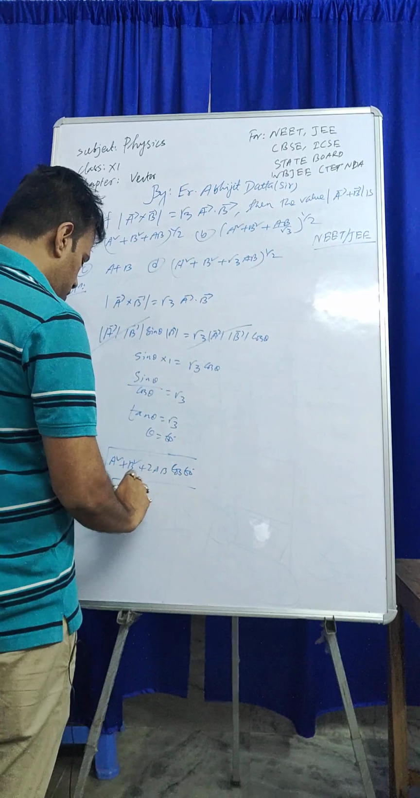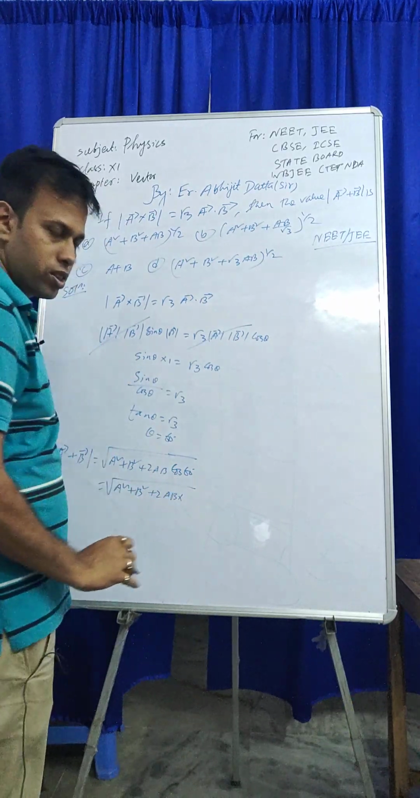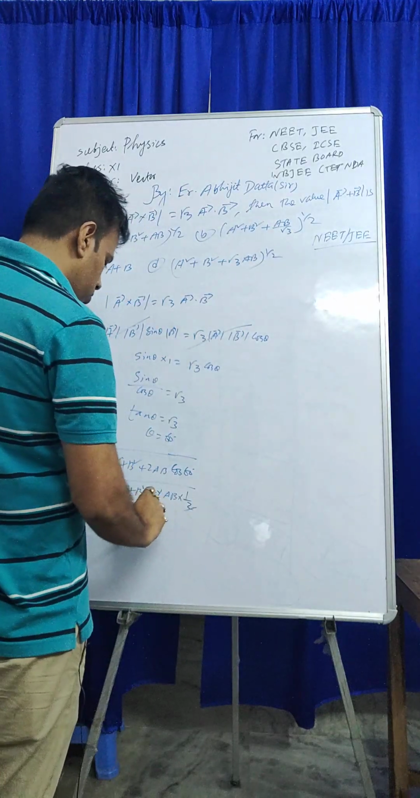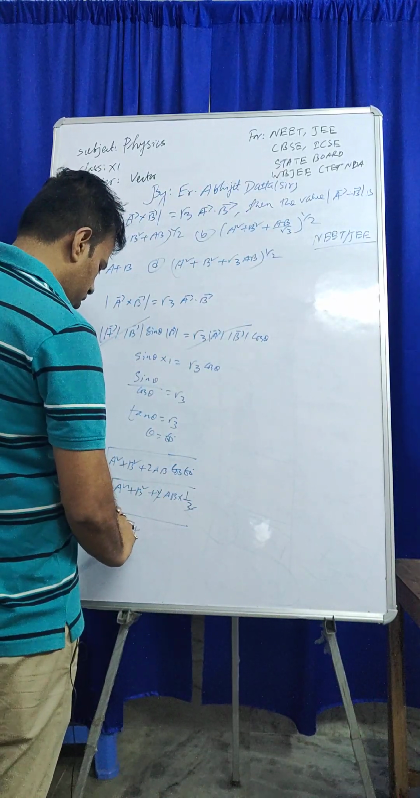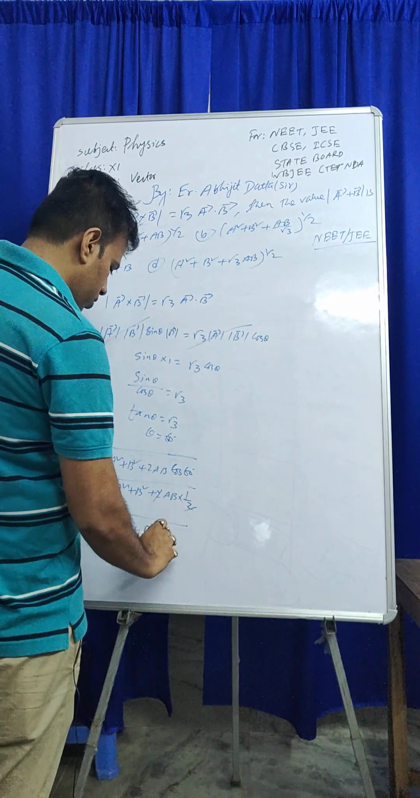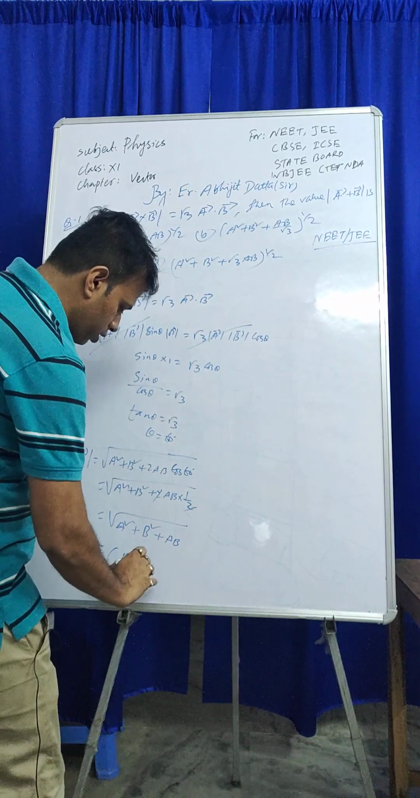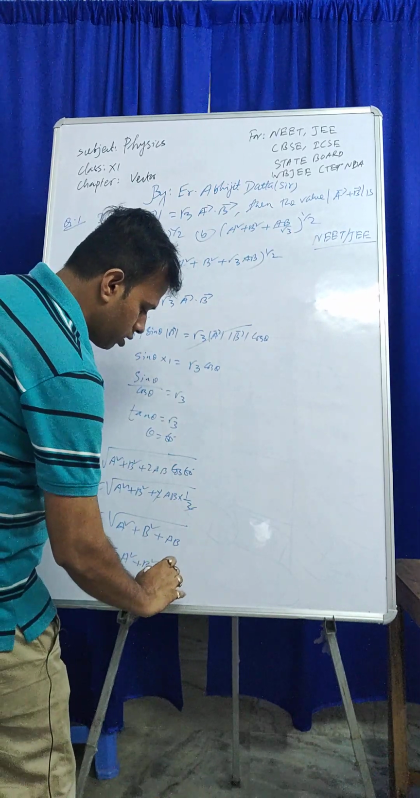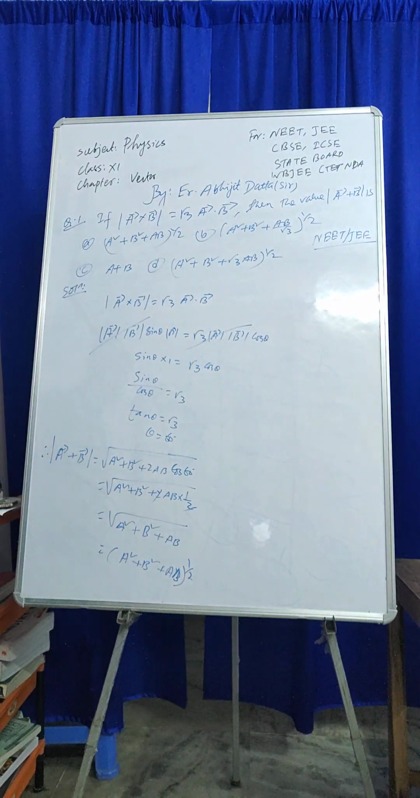That is A square plus B square plus 2AB cos 60, which means 1 by 2, so the 2 will cancel. So A square plus B square plus AB, whole to the power half, will be the answer. So which option is matching here, sir?